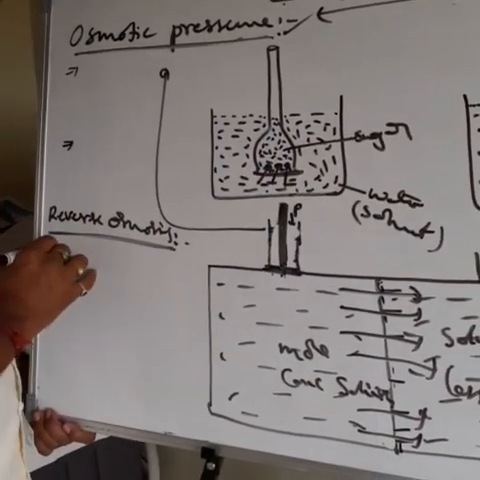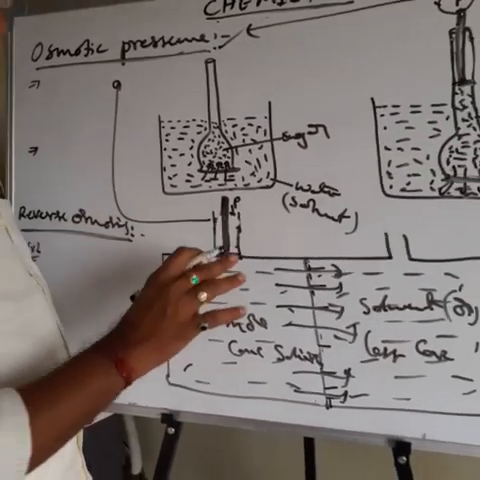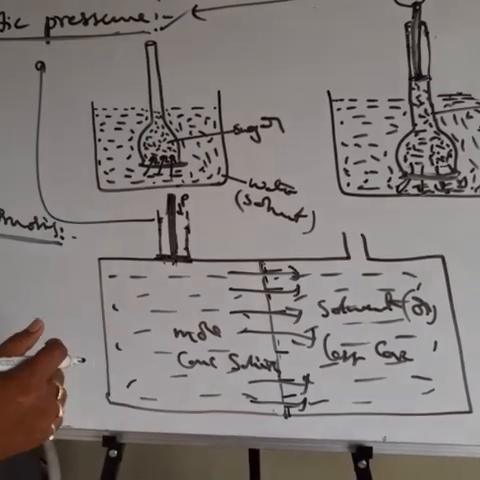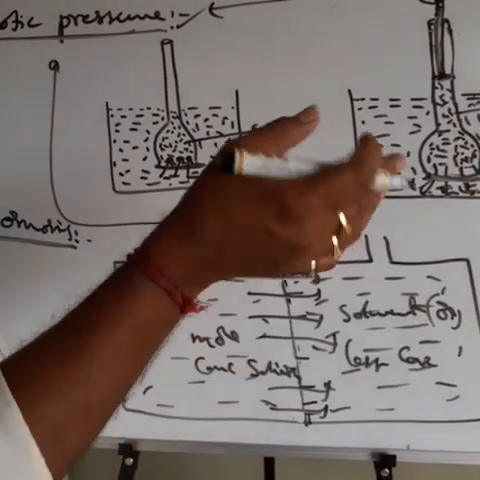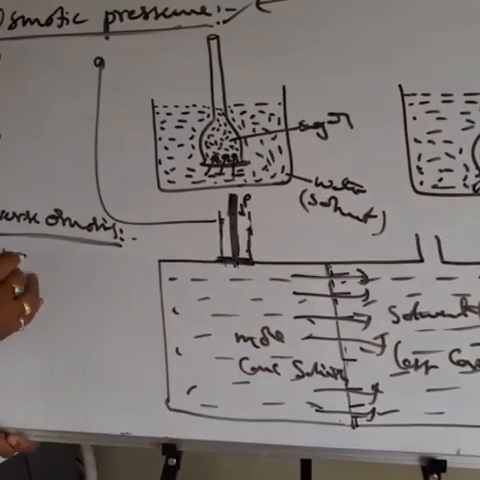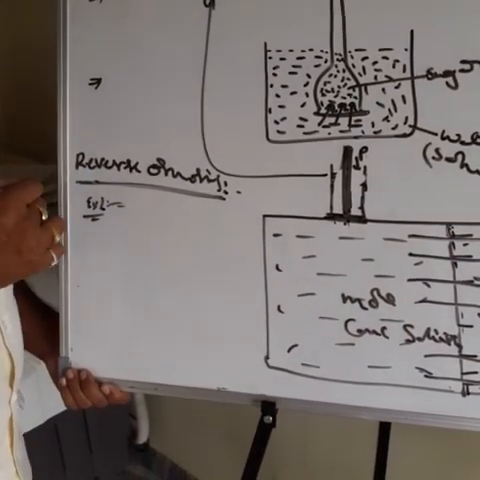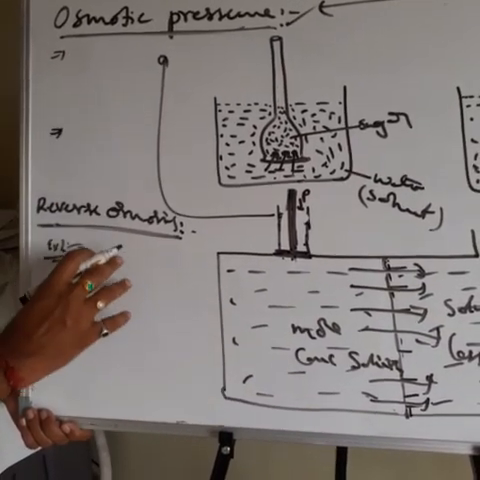Then what is the importance of reverse osmosis? This reverse osmosis process is used in the desalination of seawater. You know seawater has salt particles. For the purification or desalination of seawater, we apply reverse osmosis. Okay, so that is about osmotic pressure and reverse osmosis.